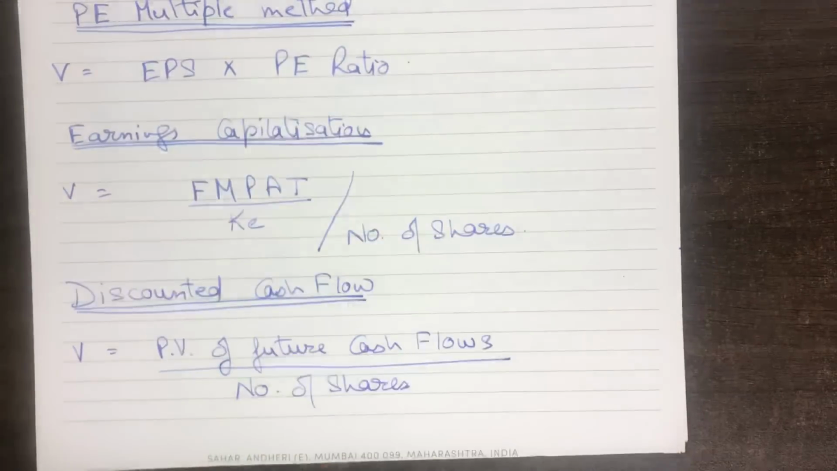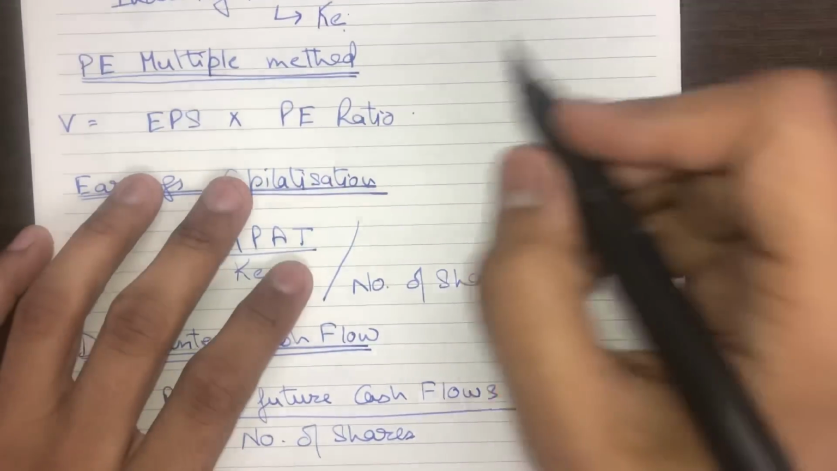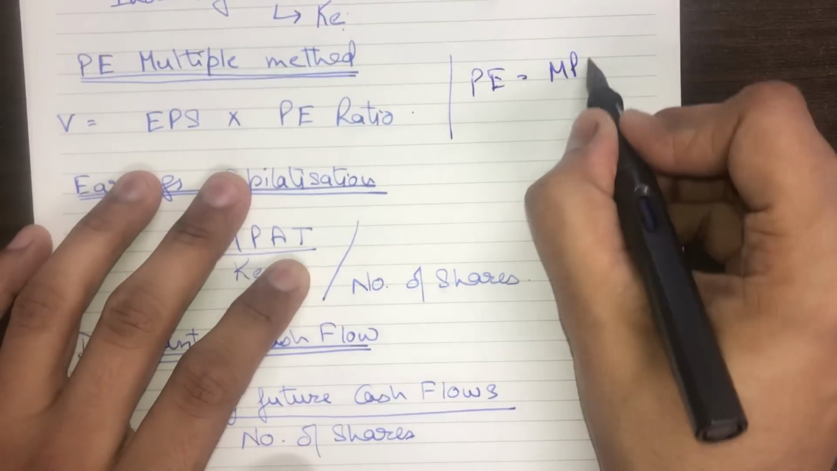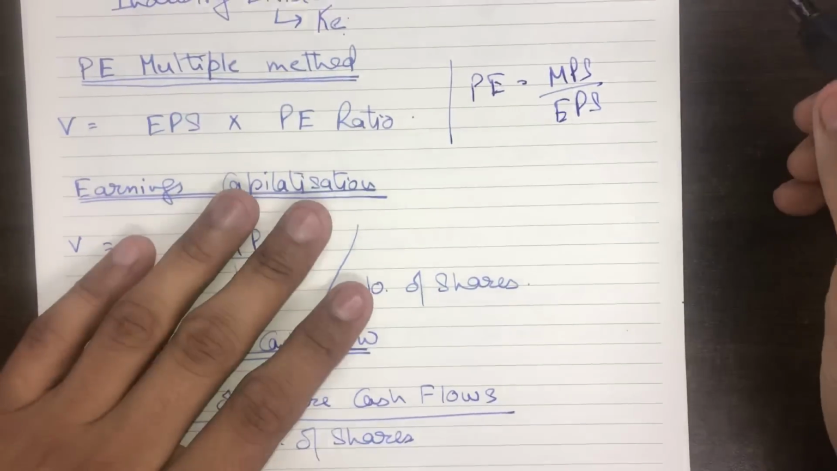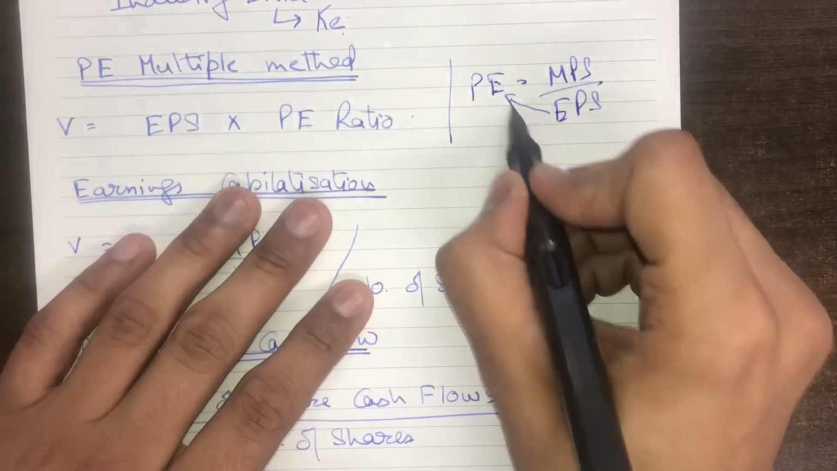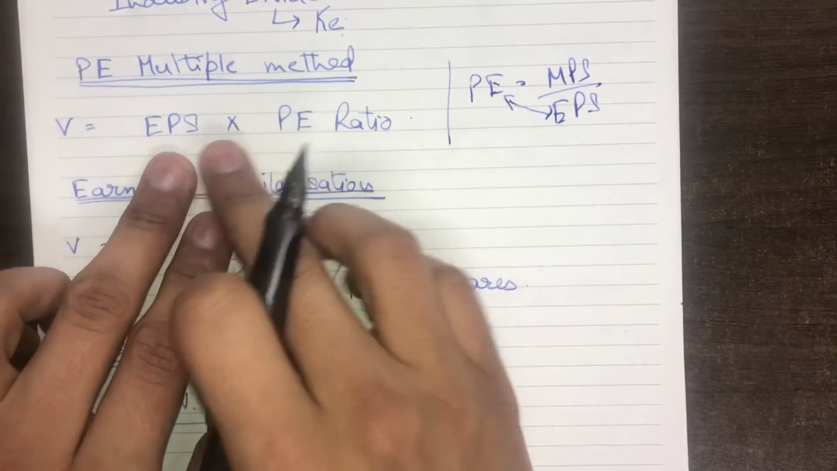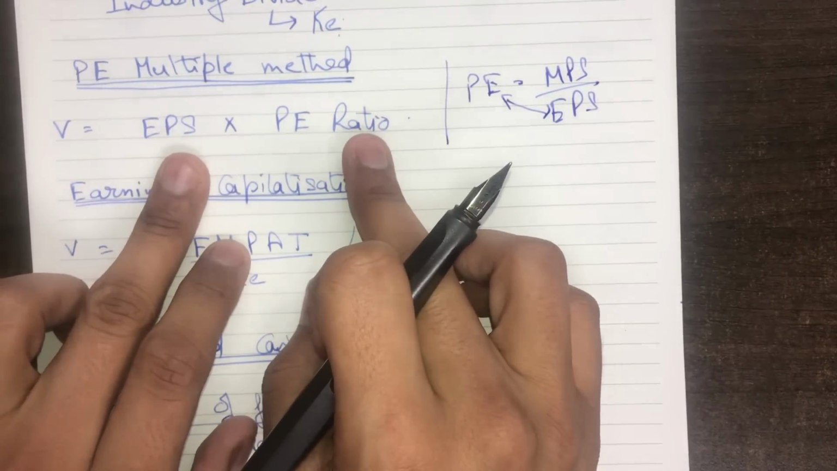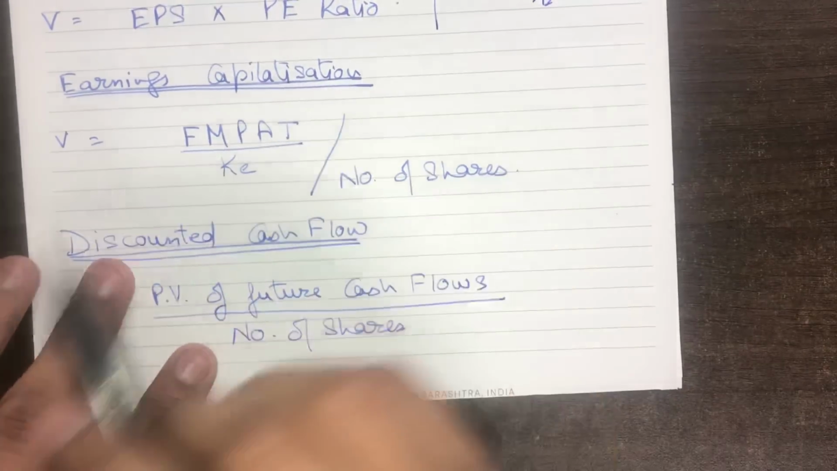Next is the PE multiple method. Very easy method. We have been doing it since our inter. So what is PE? PE is market price per share divided by earnings per share. So if you want to compute market price per share, then you will multiply PE with EPS. This is exactly the same formula. Value of share is equal to EPS multiplied by the PE ratio. Simple.